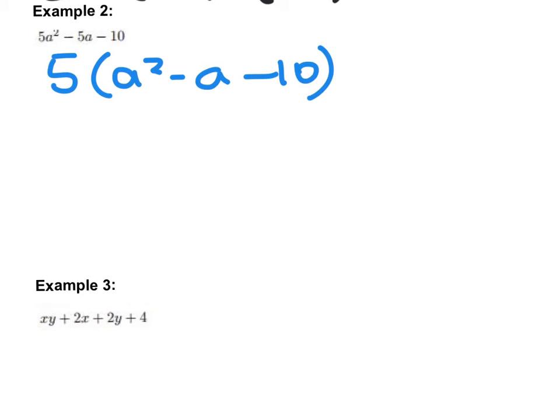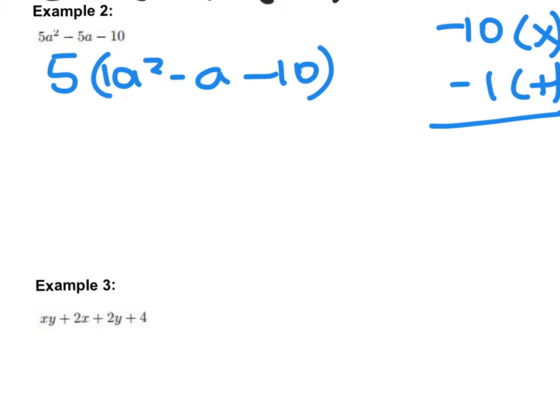Now in the parentheses, we have a quadratic, a quadratic trinomial. So to factor that, we do 1 at the front, times minus 10, is minus 10. So I need minus 10 when I multiply, and I need minus 1 when I add, because I have minus 1a. So what two numbers multiply to give minus 10 and add to give minus 1?